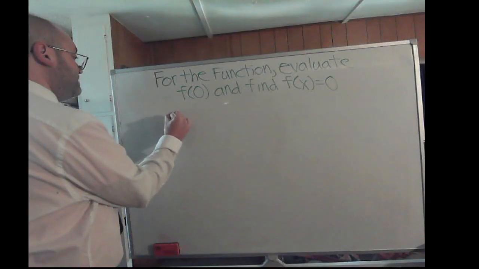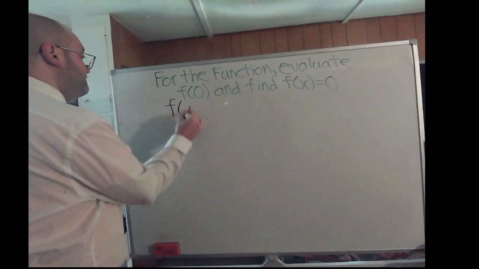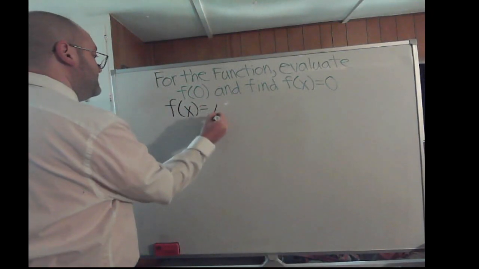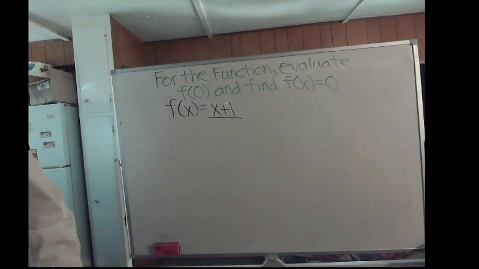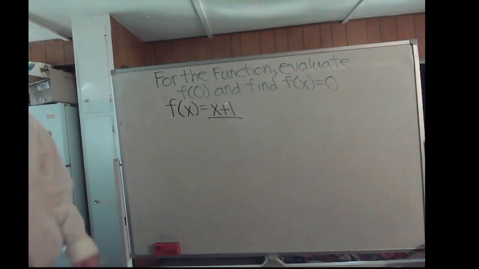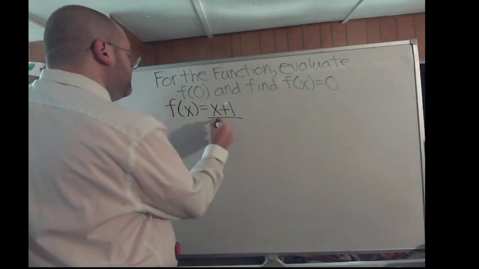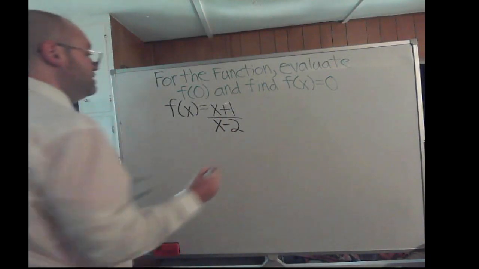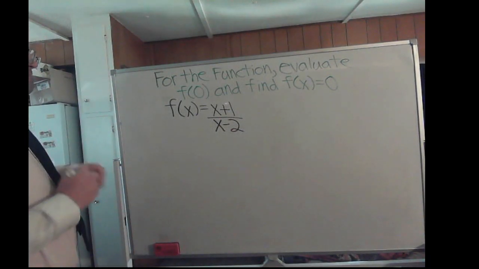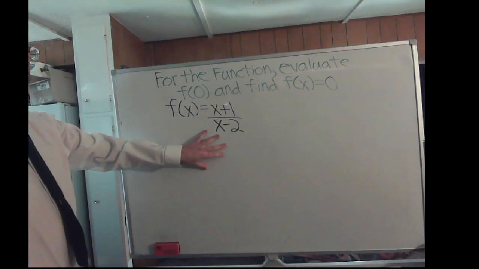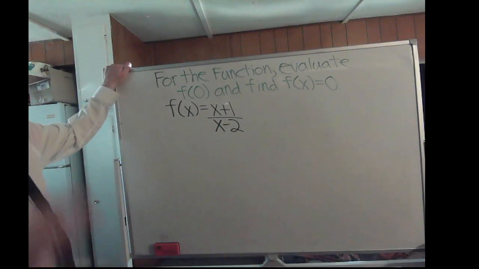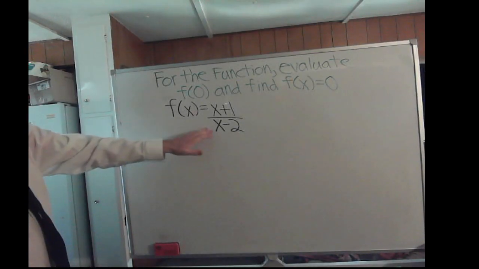How about f of x equals x plus 1 over x minus 2. So f of x equals x plus 1 over x minus 2. Well, we have a fraction. We have a denominator.